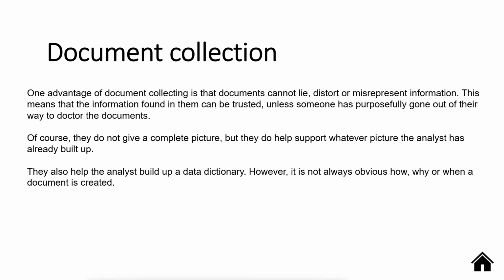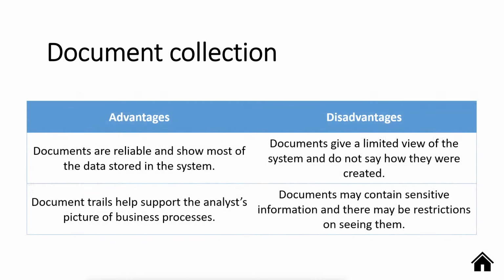However, it's not always obvious how, why, or even when a document was created. So there we are. They are reliable. They help support the picture of what's already known. They can give a limited view. You might not be able to see everything and how it's all tied together, but some documents, especially for government organisations, contain sensitive information, and you often get redacted documents, and that's documents with big black lines on it where you can't see what is going on.